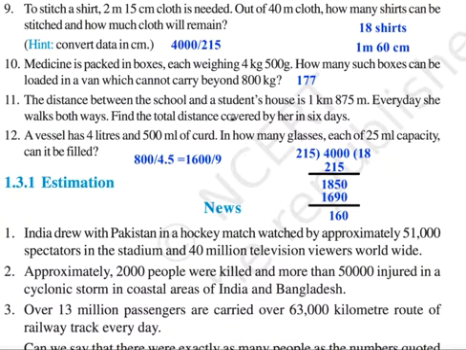The distance between the school and the student's house is 1 km 875 meters. Every day she walks both ways. Find the total distance walked by her in 6 days. First, how much she will travel in one day, that you need to figure out. 1875 into 2, right? How much is that going to be?